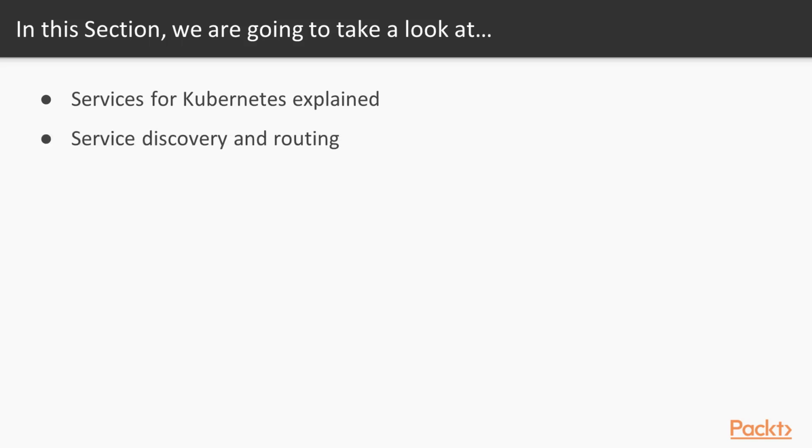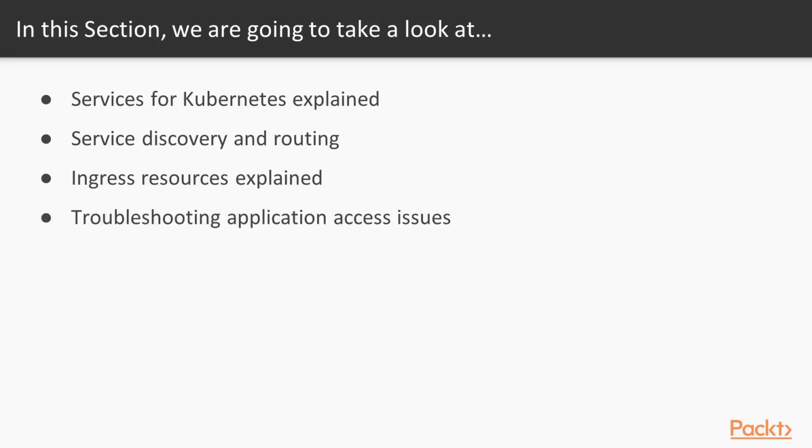Then we'll be looking at the very important service that is embedded within Kubernetes. That is service discovery and routing. So we'll see how we can achieve the service discovery mechanism of microservices that are deployed independently but using Kubernetes. Then we'll add ingress resources to the service that we create in the first video. Finally, we'll be troubleshooting application access issues.